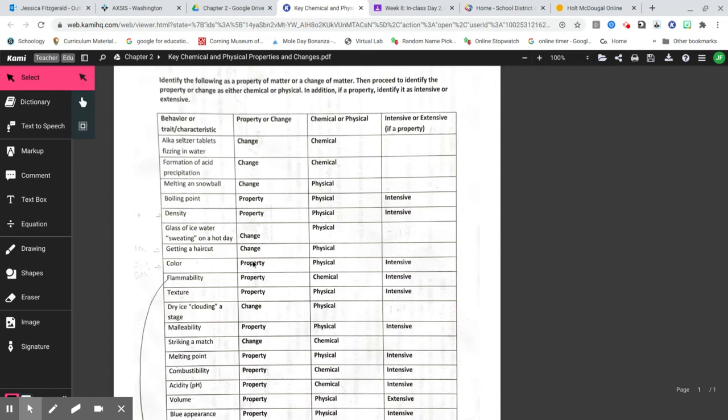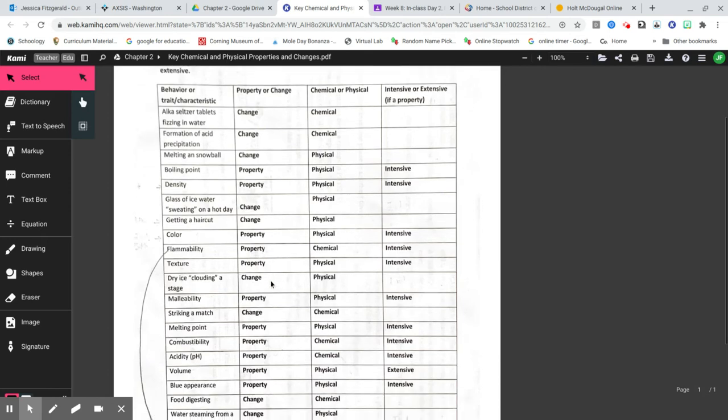Color. Remember, I said color was like describing the poster, it was blue and white. So this is a property because we're describing, IDing the matter. It's physical because we can physically describe it, use our senses, and it's intensive because it classifies or identifies it.